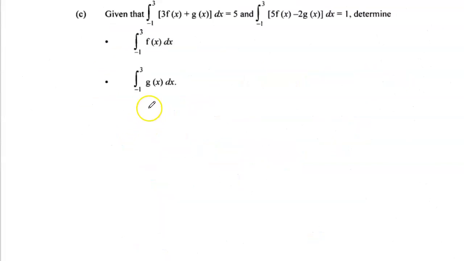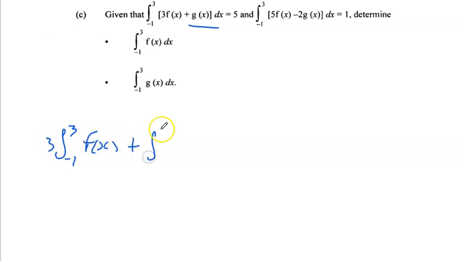And 6c, the final section, given that the integral of 3f(x) plus g(x) equal to 5 and 5f(x) minus 2g(x) equal to 1, determine these values. Now, let's rewrite the first one. The first one is the integral between 3 and minus 1, 3f(x). So this 3 here can come outside, right? Plus the integral, so we separate g(x), equal to 5.